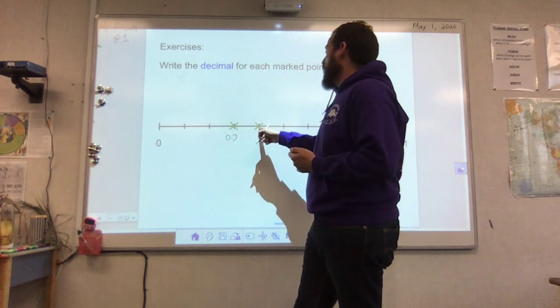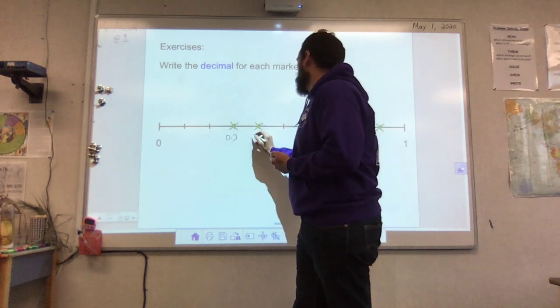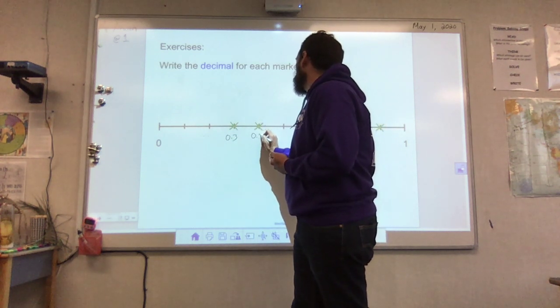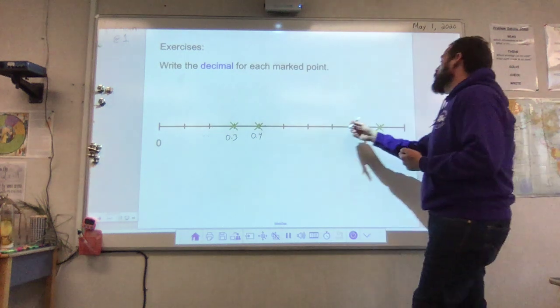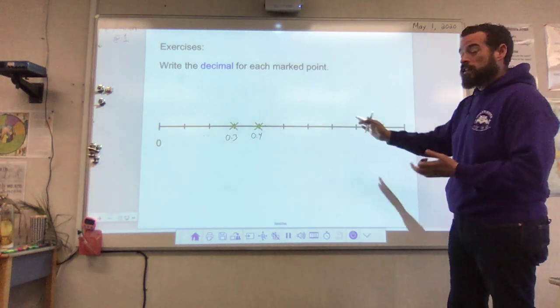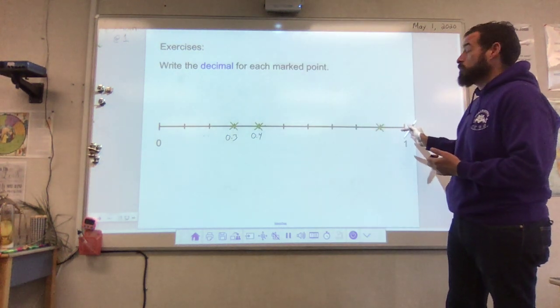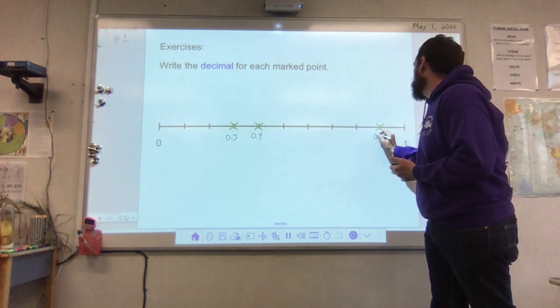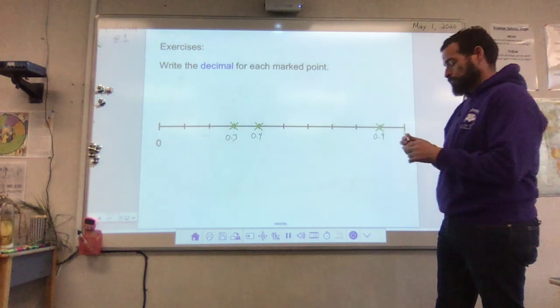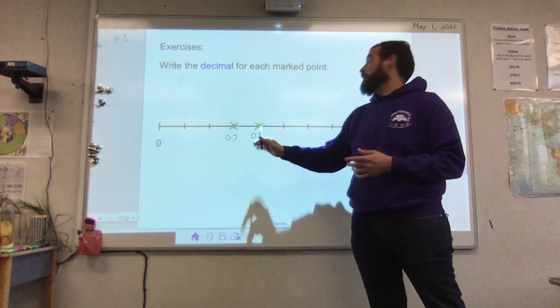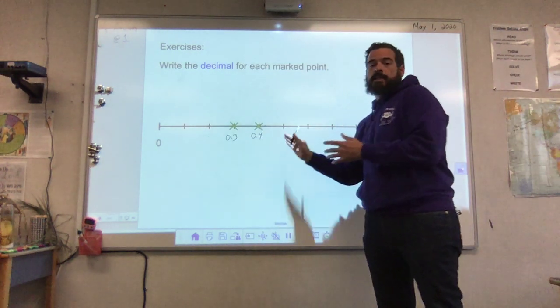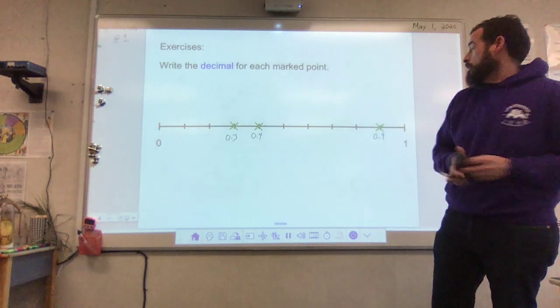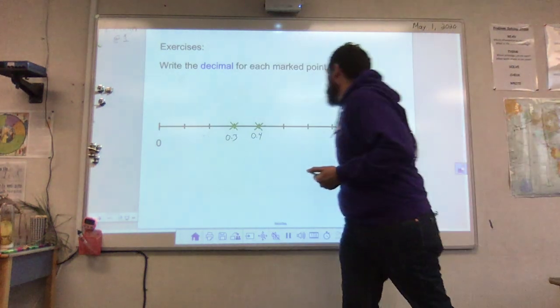Next over, we have 0.4 because 4 comes after 3, so 4/10. And then finally, we go all the way over here. I know that this is tenths, so I know that 10/10 would be the whole, so I know this is going to have to be 9/10. So 0.9. All you need to do is count, then just make sure you're putting that in the tenths place right after the decimal point.